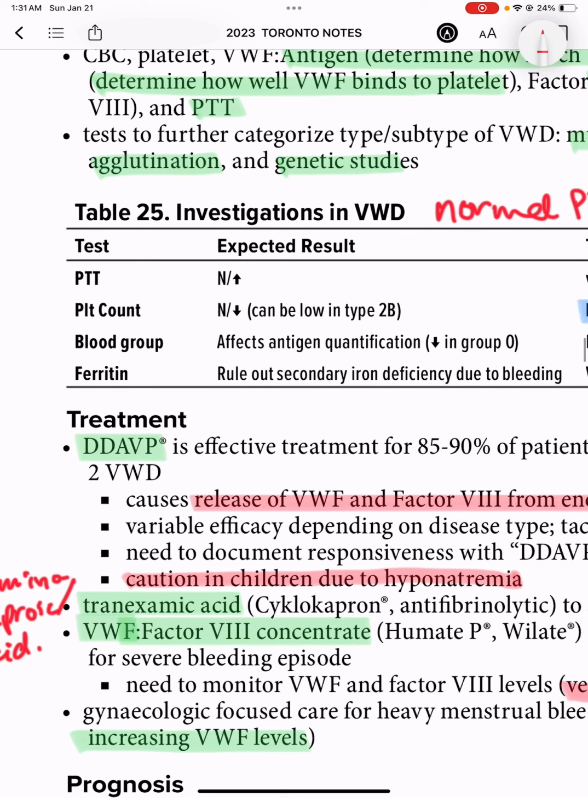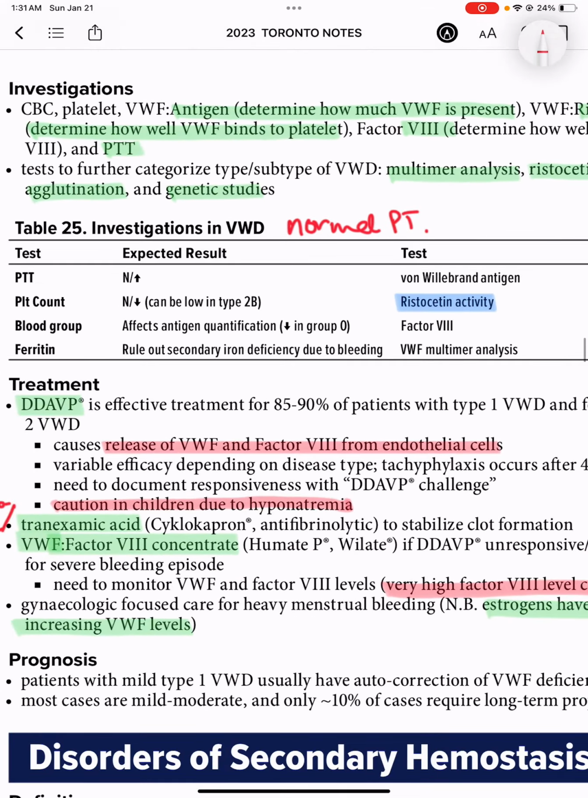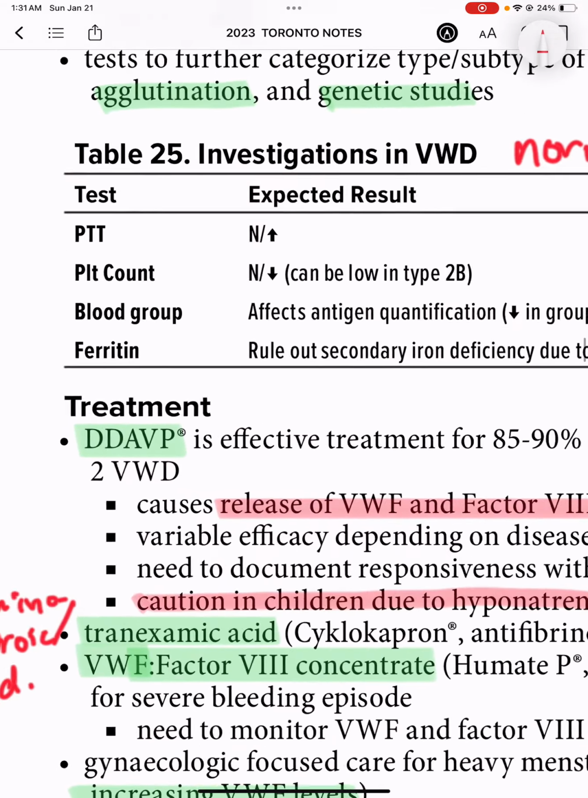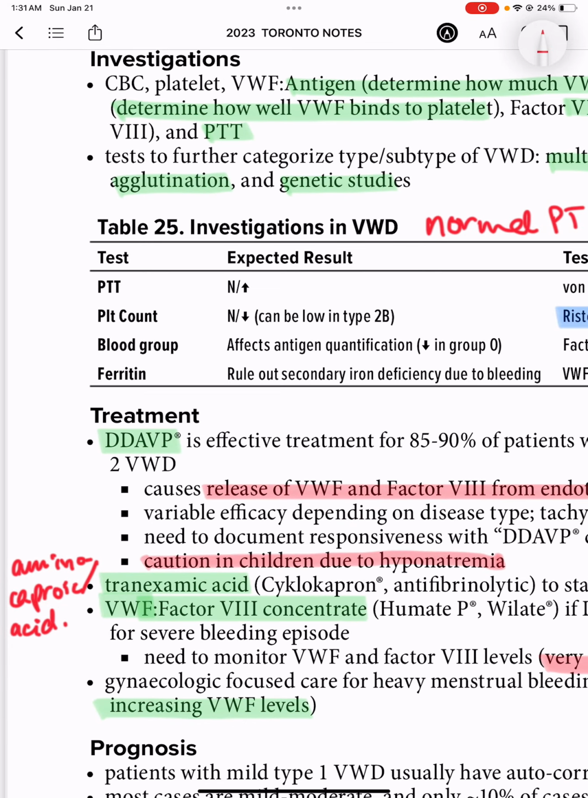In the investigations, PTT would be prolonged because there are problems with the coagulation cascade, especially factor 8, which is present in secondary hemostasis, not the primary one. That is why PTT is prolonged, and PT is normal because the extrinsic pathway is fine. Platelet count can be low, specifically in type 2B, because that is the platelet-related type. Blood group affects the antigen quantification; it is less in group O.